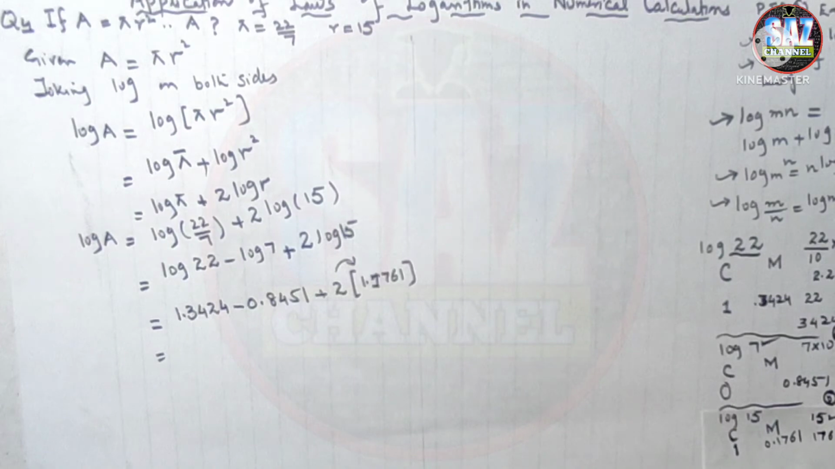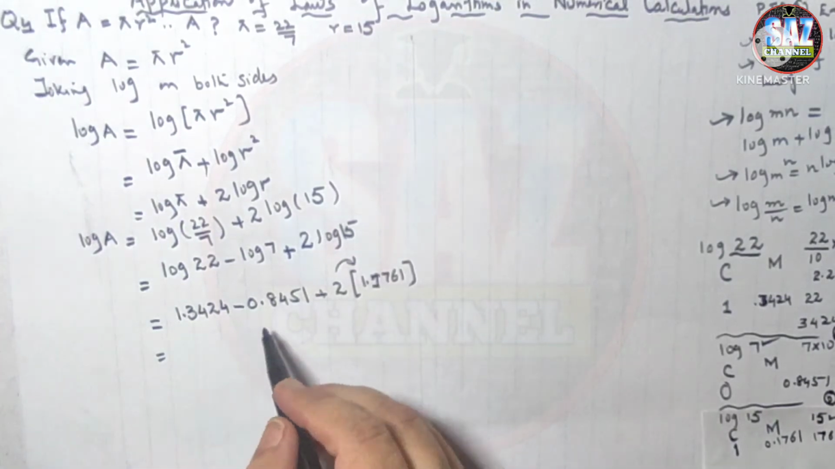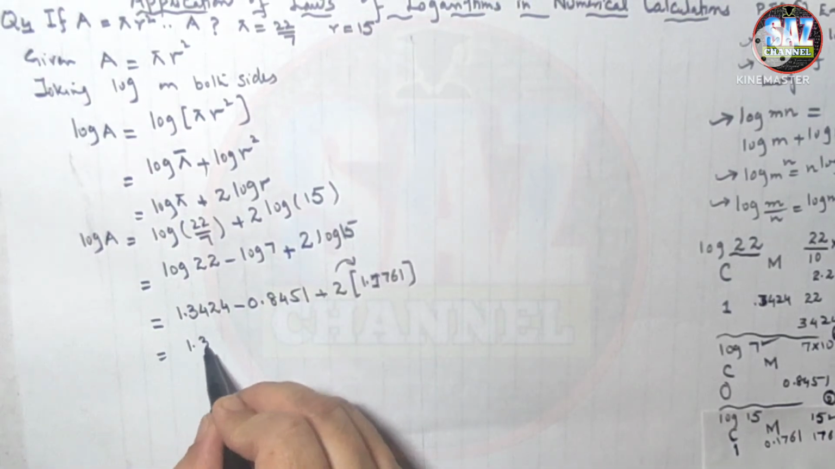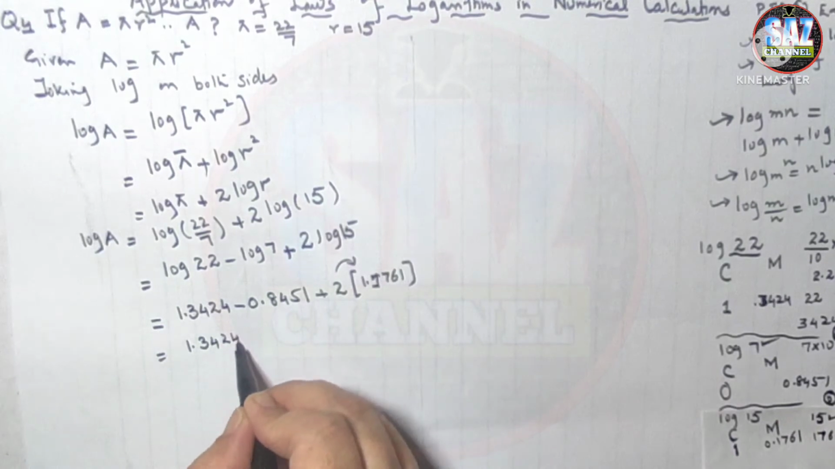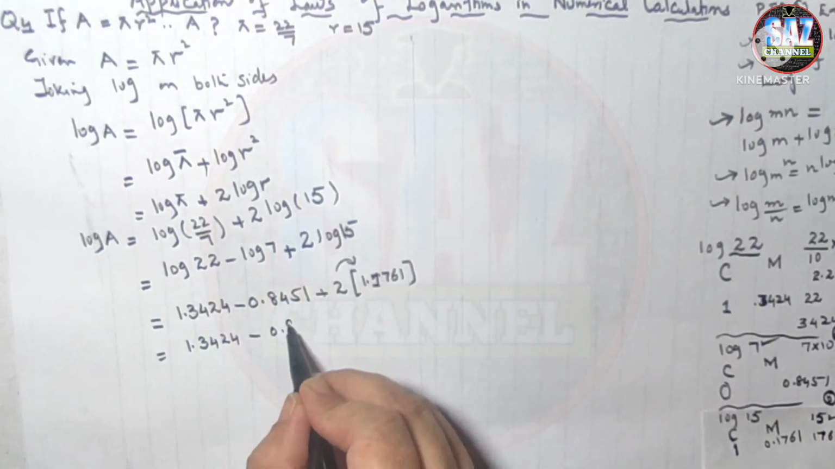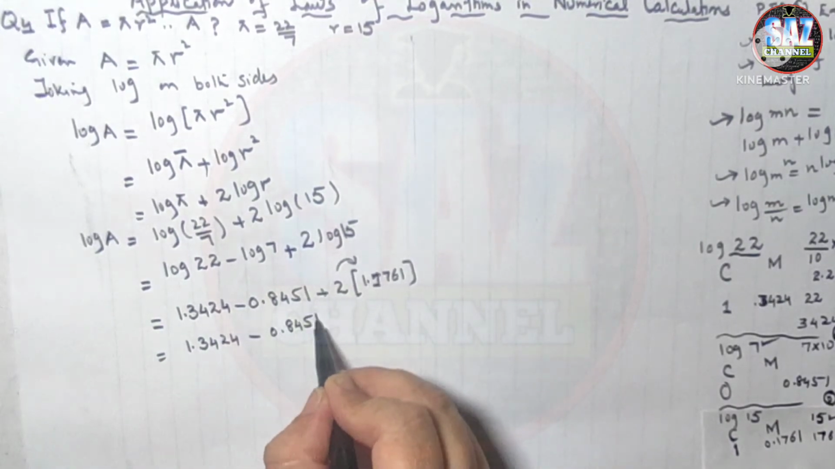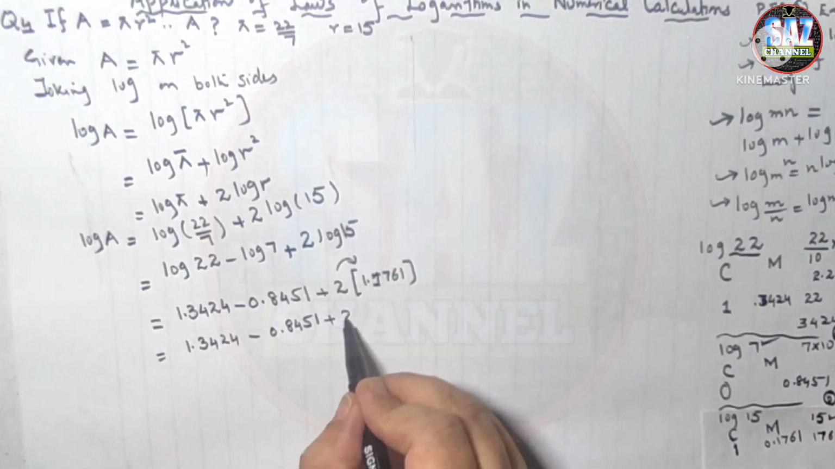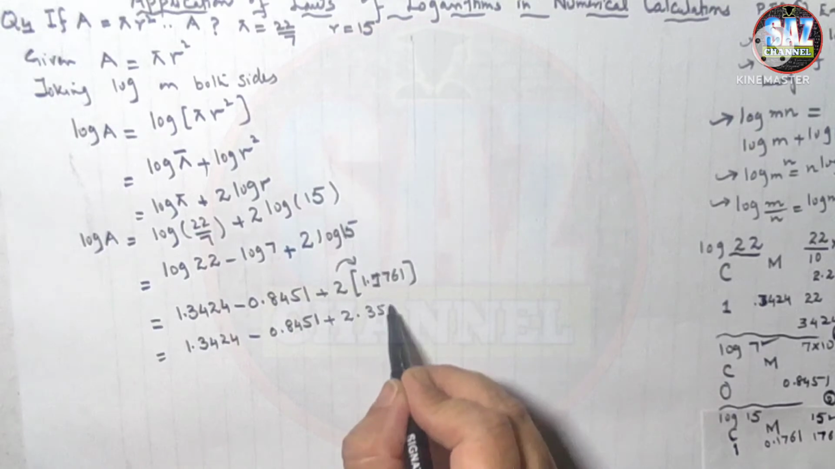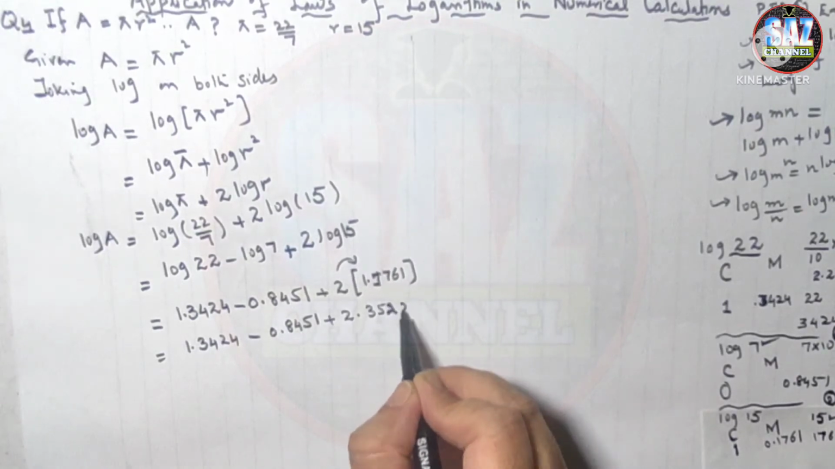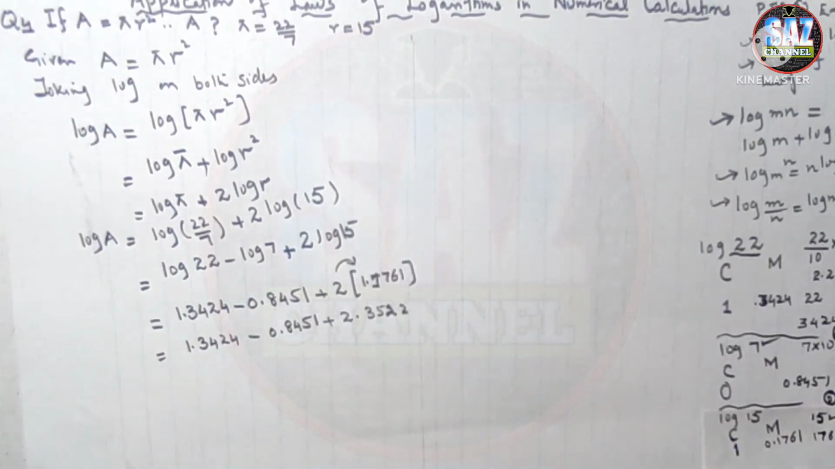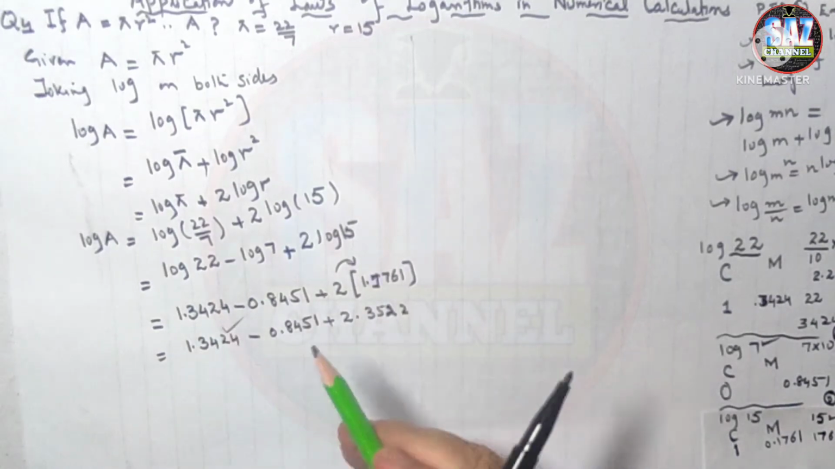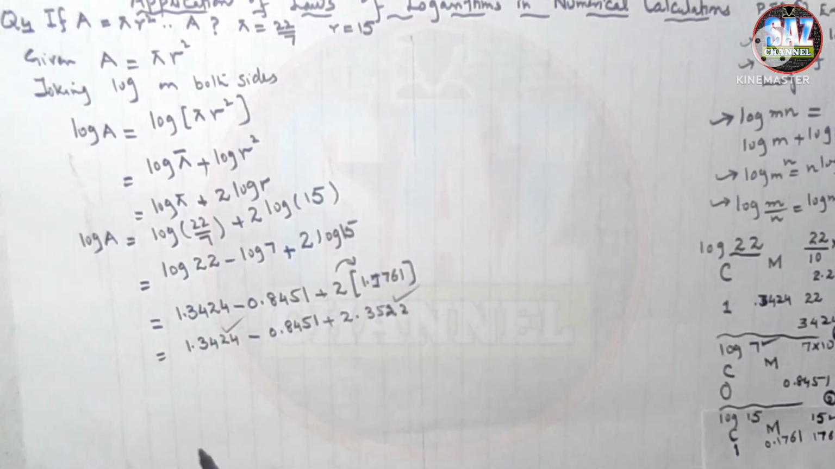1.1761 multiplied by 2, this gives me 1.3424 minus 0.8451 plus 2.3522. Here we have two positive numbers, so let me write them together.